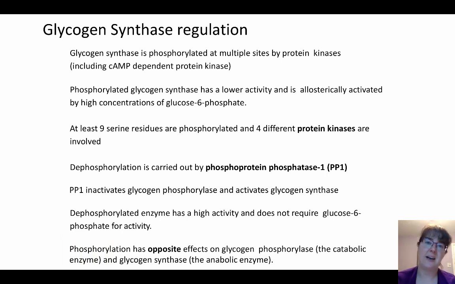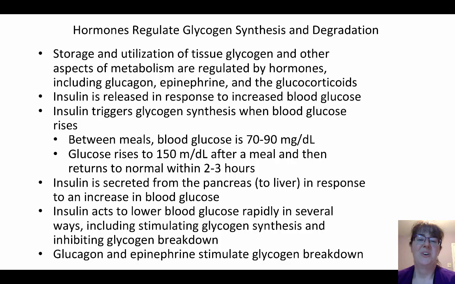So one enzyme is going to do the same thing, which is remove phosphates, and that's going to have opposite effects on our two different pathways, one to break down glycogen and one to make and synthesize glycogen. Once it's dephosphorylated, our glycogen synthase enzyme has a really high activity and does not require that glucose 6-phosphate for activity.